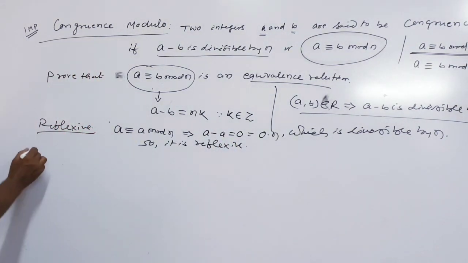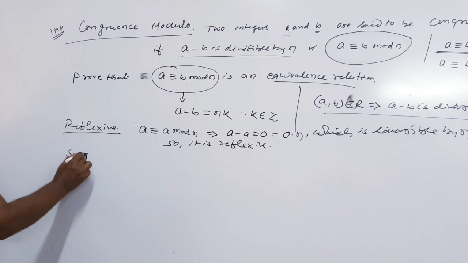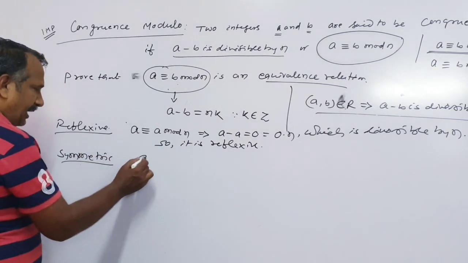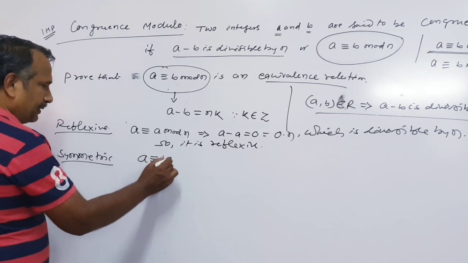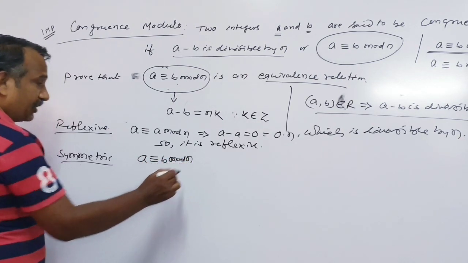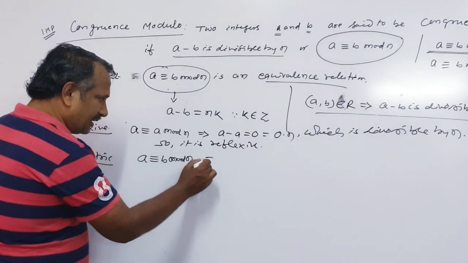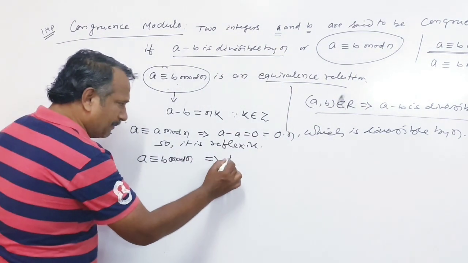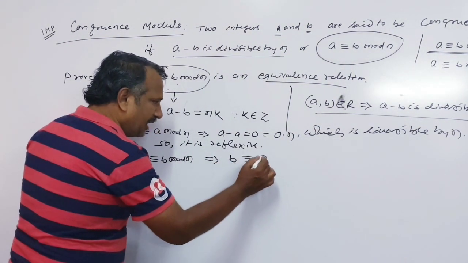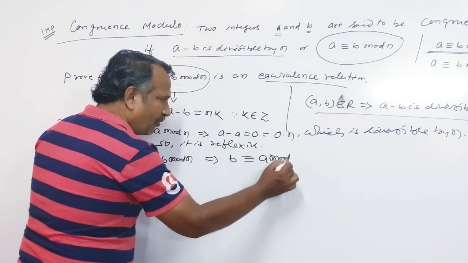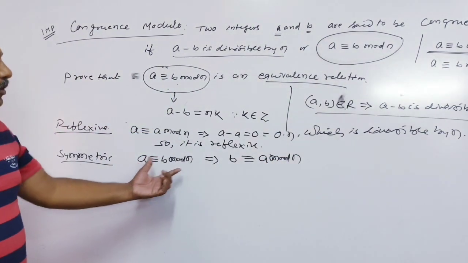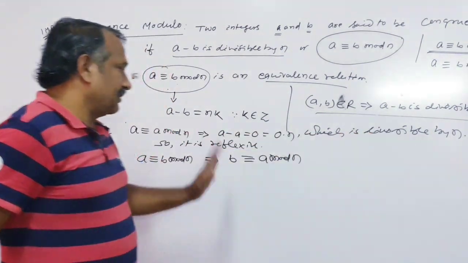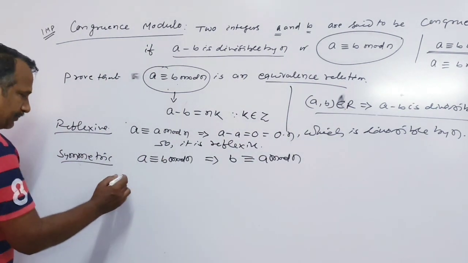Okay. Next one, for symmetric. What is symmetric? Symmetric means a is congruent to b mod n, and we have to show that a and b are interchanged. That means b is congruent to a mod n. This is given, and we have to show this one. If this exists, then it is symmetric.